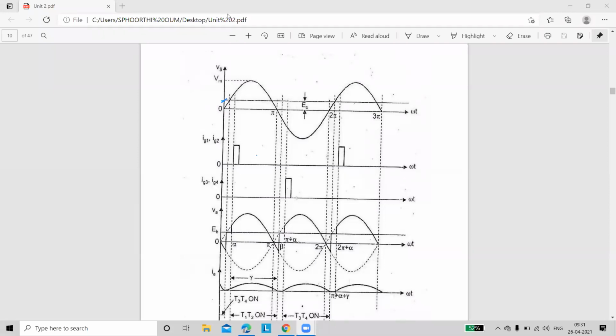So with respect to our first waveform, here you are drawing two parameters. One is supply voltage Vs and back EMF with a constant line. So in order to draw the output voltage also, I am drawing the constant back EMF line just like this.